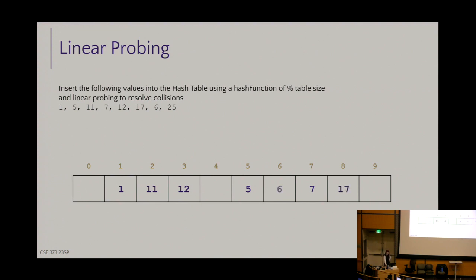I want to hash 6. That's fine. It goes in there. But then if I want to hash 25, I want to put it in index 5, full. So I look next door. 6, full. 7, full. 8, full. It goes into 9.